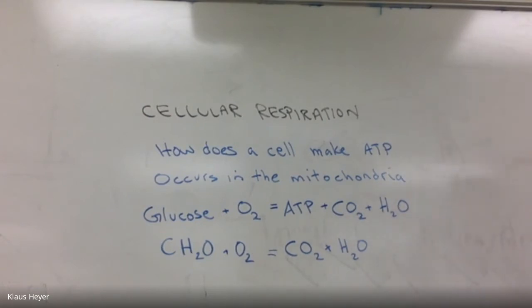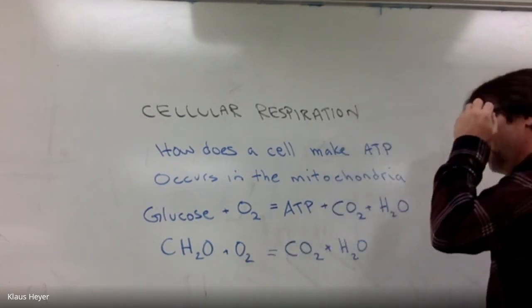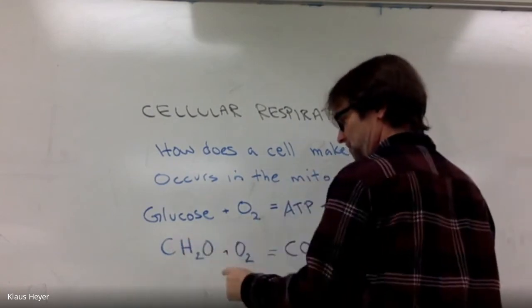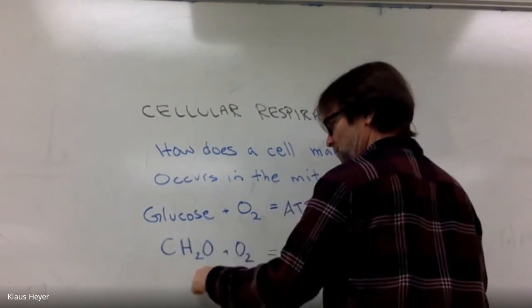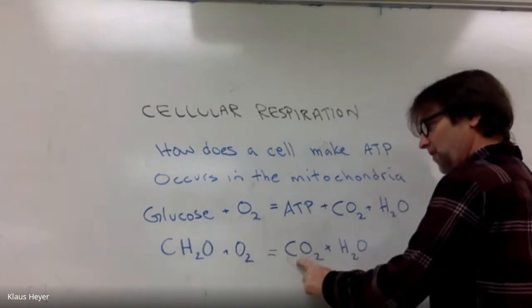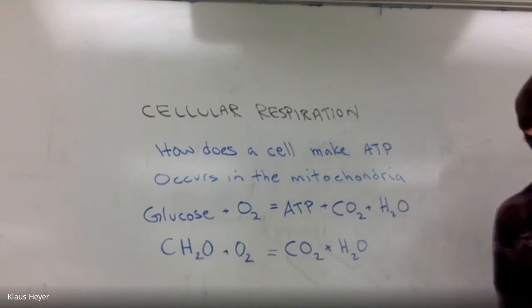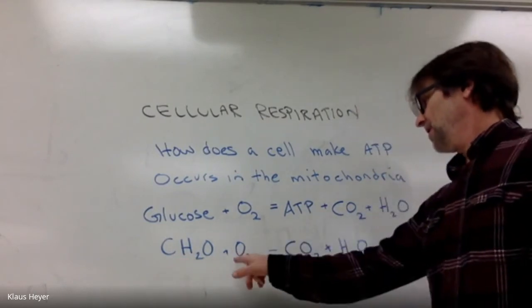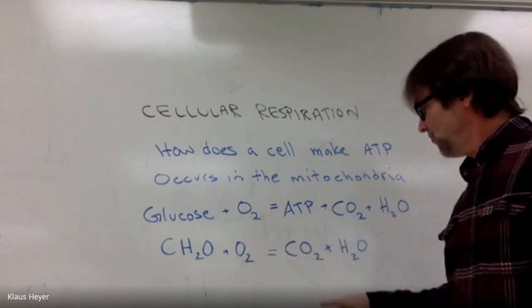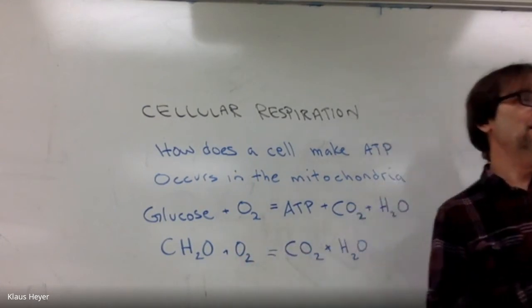And if you look, it's balanced. I take the C and I put it over here. If I move that carbon over here, then I've got CO2 and I've got the H2O here. So from sugar and oxygen, we get carbon dioxide and water. And of course, ATP is made. I just didn't put it in here.